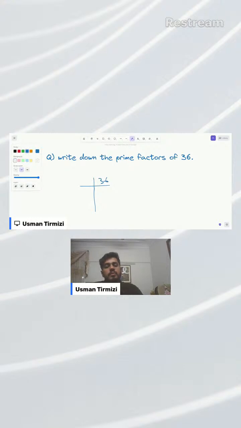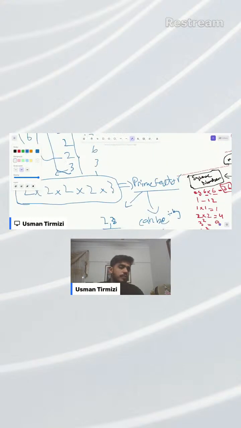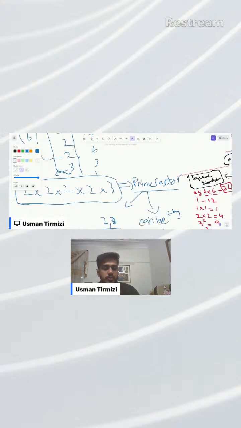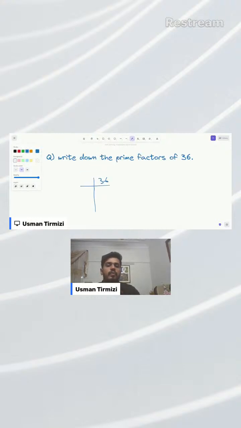Okay, so what's the difference between whole numbers and integers? There's no difference between whole numbers and integers. They're basically the exact same thing. This is what I was telling you. Now let's get back to the question. We have to write down the prime factors of 36. So what are the prime factors of 36? Once we divide it by 2, we get 18, right?